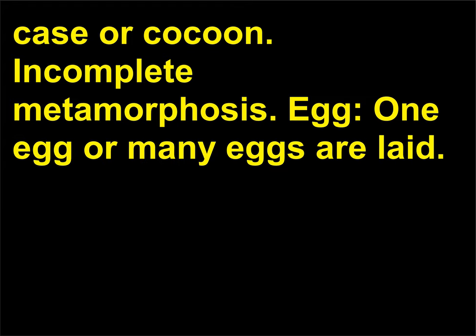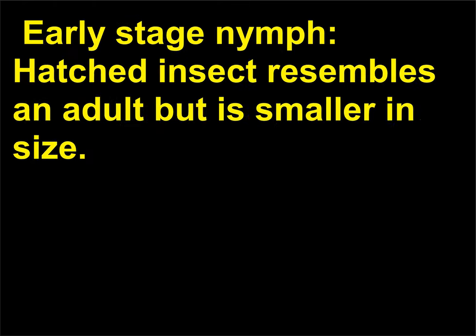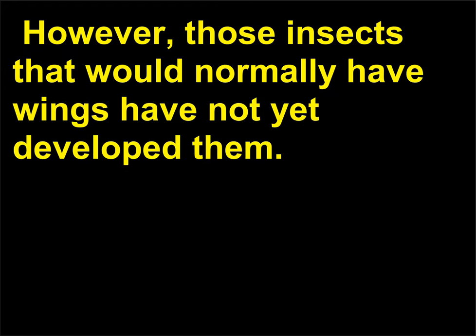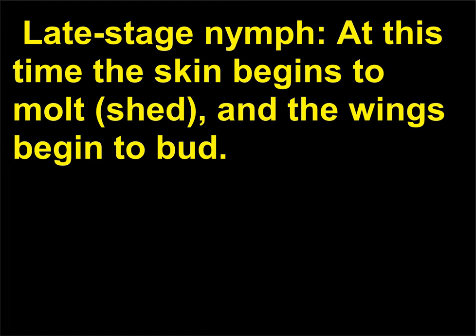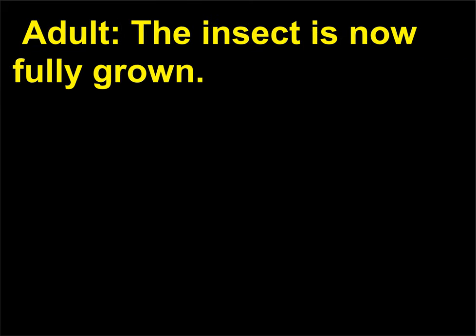Incomplete metamorphosis. Egg. One egg or many eggs are laid. Early stage nymph: the hatched insect resembles an adult but is smaller in size. However, those insects that would normally have wings have not yet developed them. Late stage nymph: at this time the skin begins to molt, shed, and the wings begin to bud. Adult: the insect is now fully grown.